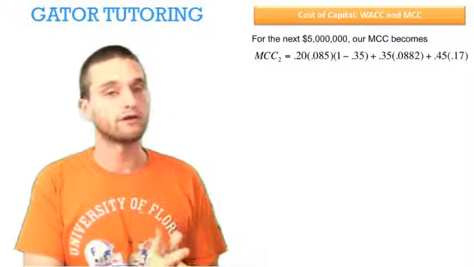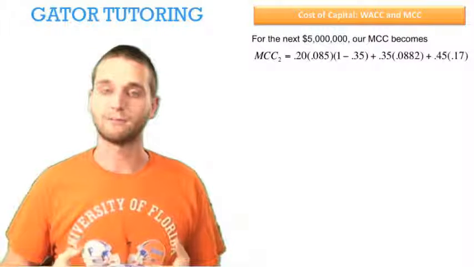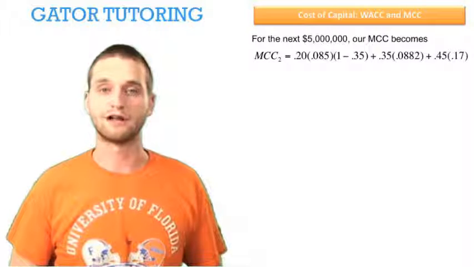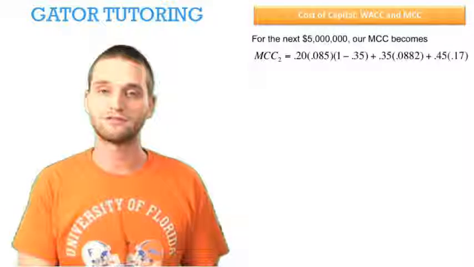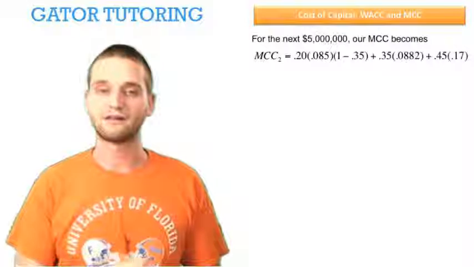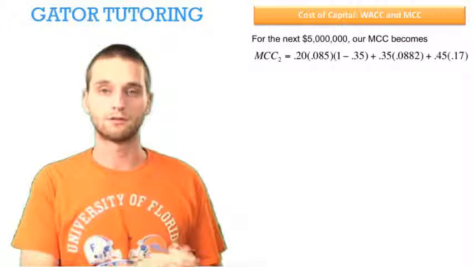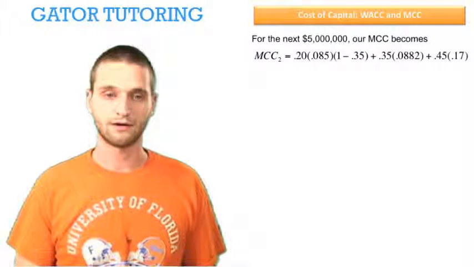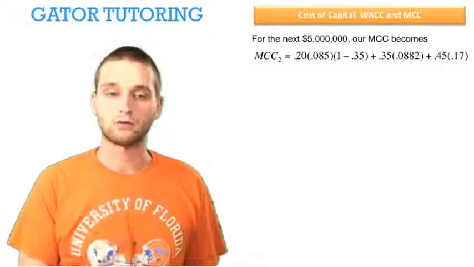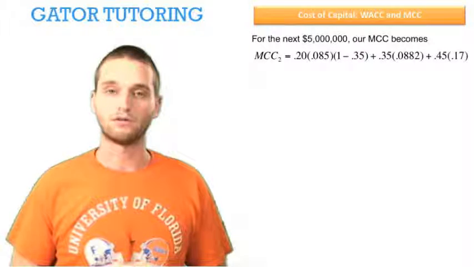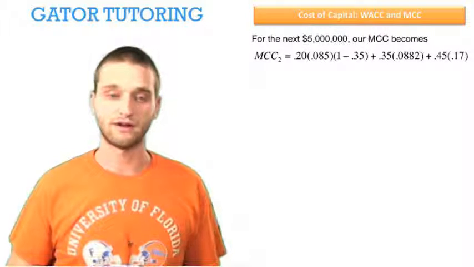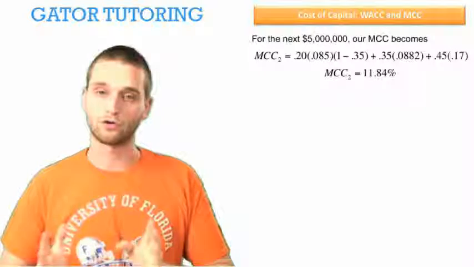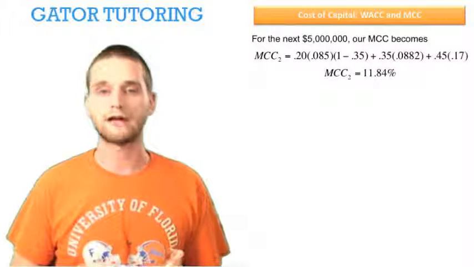For the next $5 million, our marginal cost of capital has the 20% in debt, but now the required rate of return on debt has increased to 8.5%. So we plug in 0.085 for the required rate of return on debt, and we multiply that by 1 minus the tax rate. The other two components stay exactly the same. We have 35% in preferred stock, the rate of return on preferred stock is still 8.82%, the weight on common equity is still 45%, and the required rate of return on equity is still 17%. So we get a marginal cost of capital in the second interval of our total capital budget equal to 11.84%.